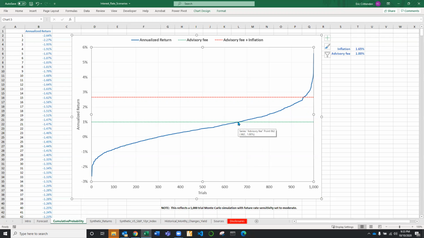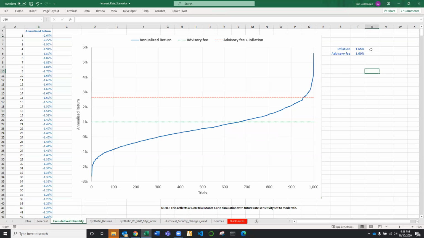The red line represents the combination of a 1% advisory fee and whatever your inflation assumption is. So right now I've got inflation set at 1.65%. I chose that because that's the current break-even rate. If you're comparing TIPS to Treasuries, it's the best guess we have about future inflation right now. But if you want a copy of the spreadsheet, shoot us a note and we'll send you over a copy and you can adjust this to your own needs.